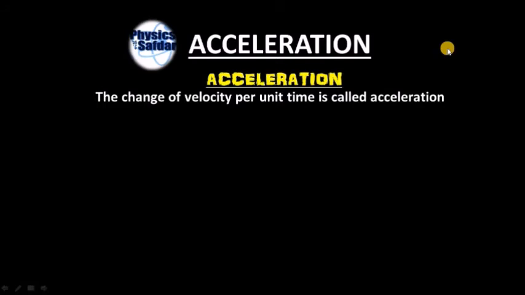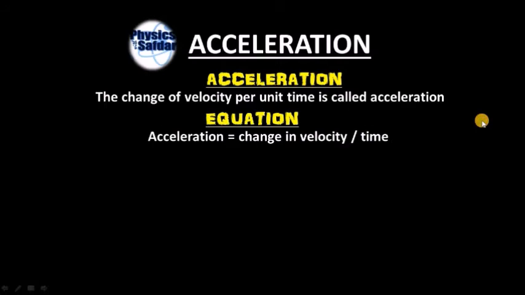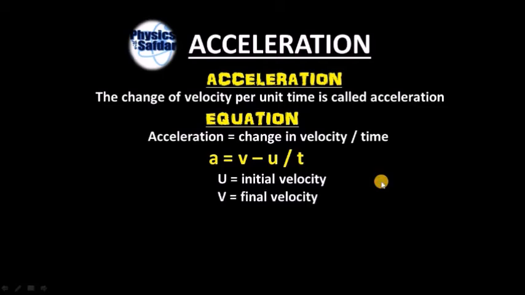Now we will discuss the definition, equation and unit of acceleration. So let's start with the definition. The change of velocity per unit time is called acceleration. For moving objects, for the calculation of their acceleration, we need an equation. That is the equation of acceleration. Acceleration is equal to change in velocity over time. Also you can write a for acceleration, v minus u over t. Here u is initial velocity, v is the final velocity, and t is the time taken.